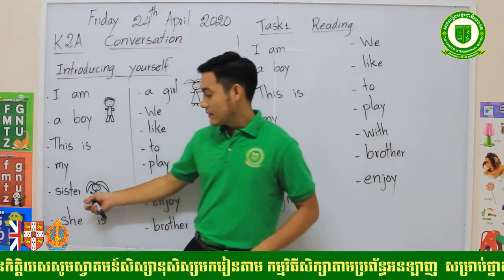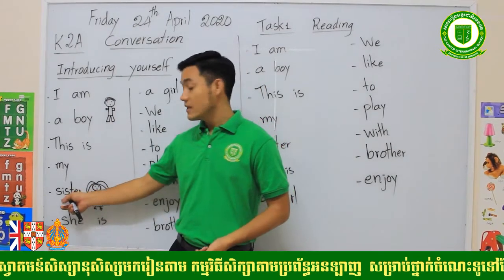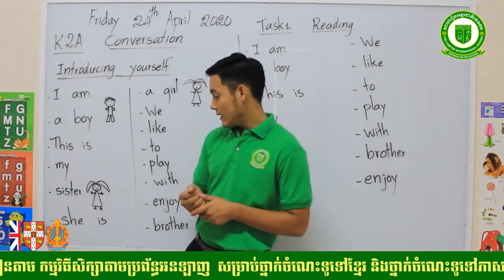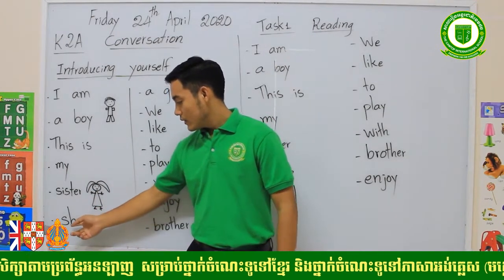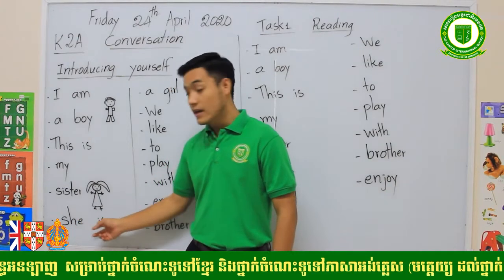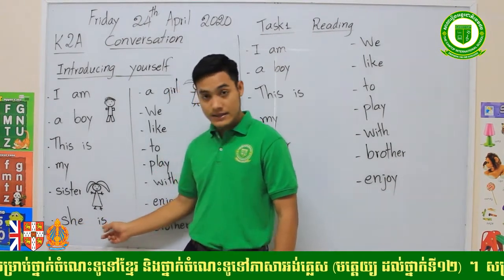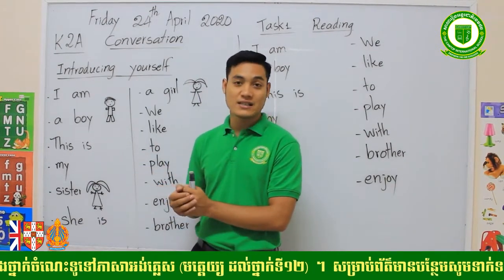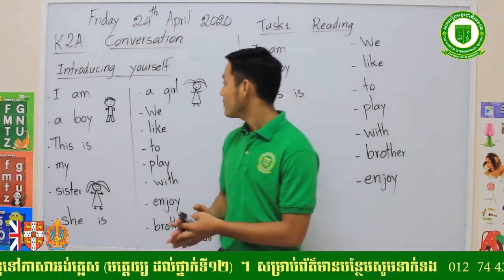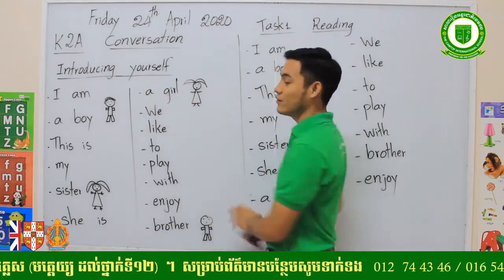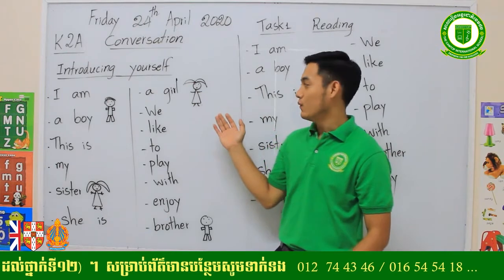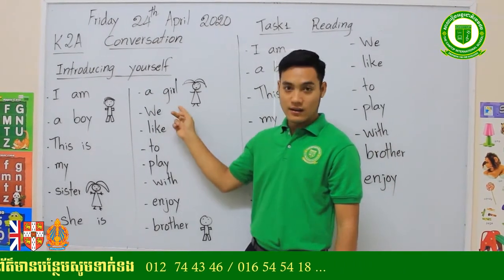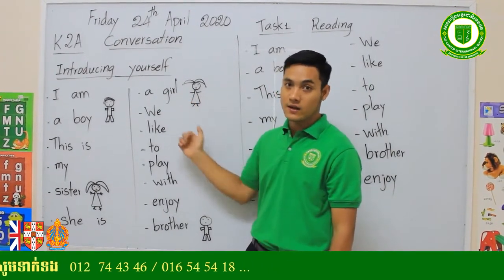And this one is "sister." And this one is "she is." Then we can say, "She is my sister." And this one, when you see the picture, you really know: "a girl." So she is a girl.